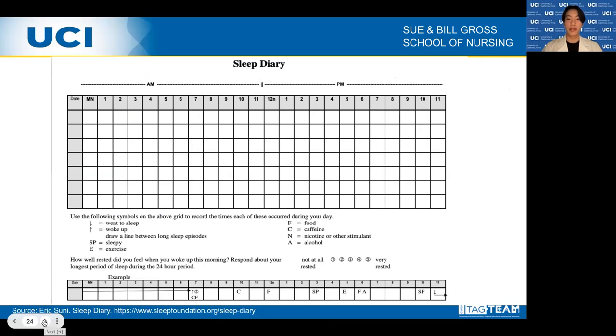Here we have a picture of a sleep diary, and you can print these out. And as you can see, there are many boxes for the different times during the day. And in these boxes, you can note down when you woke up, when you went to bed, when you took a nap, or when you ate some food.